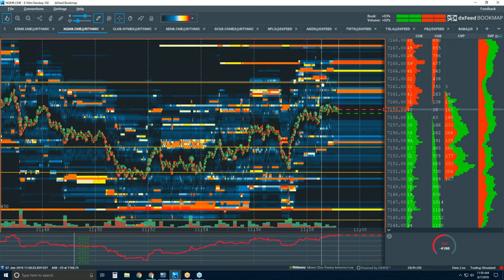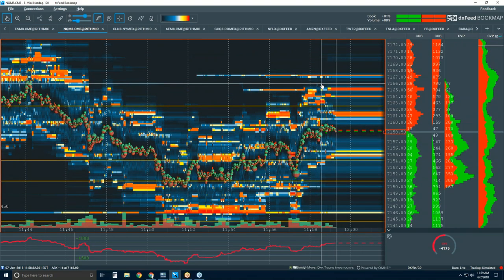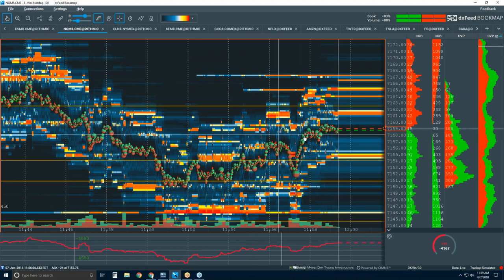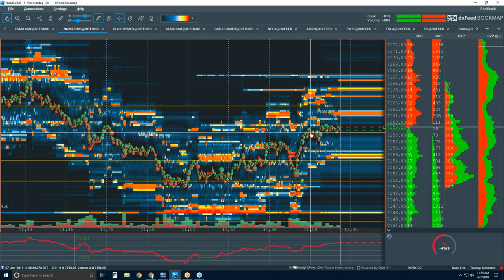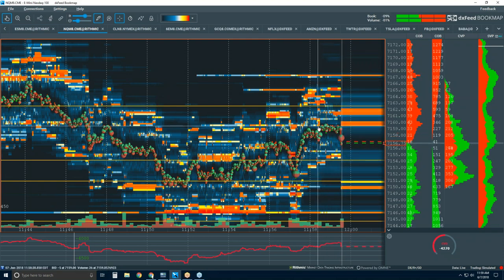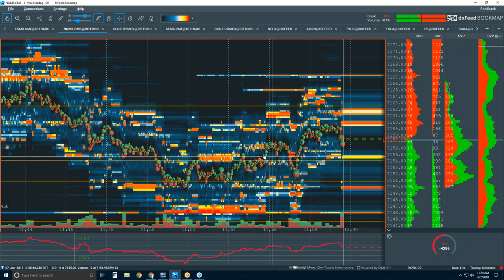All right, well, let's see if we can get a little bit of follow through here on this move. Yeah, it's kind of a tough read. There's no denying the buyers here. In terms of what we see, the moves aren't too strong. There's both buying and selling in here.